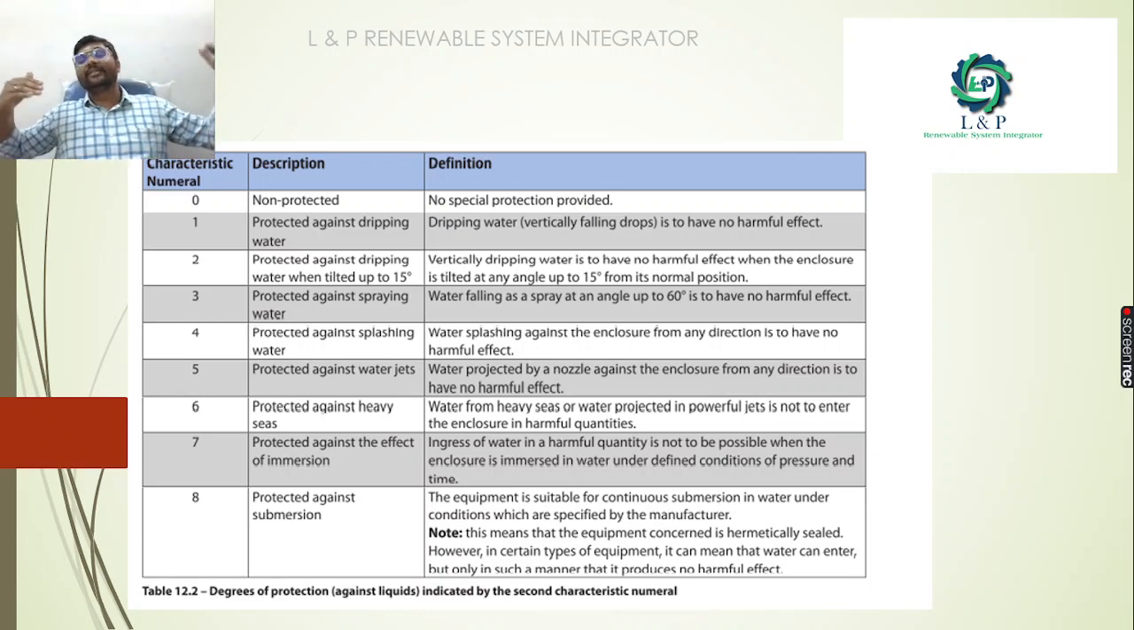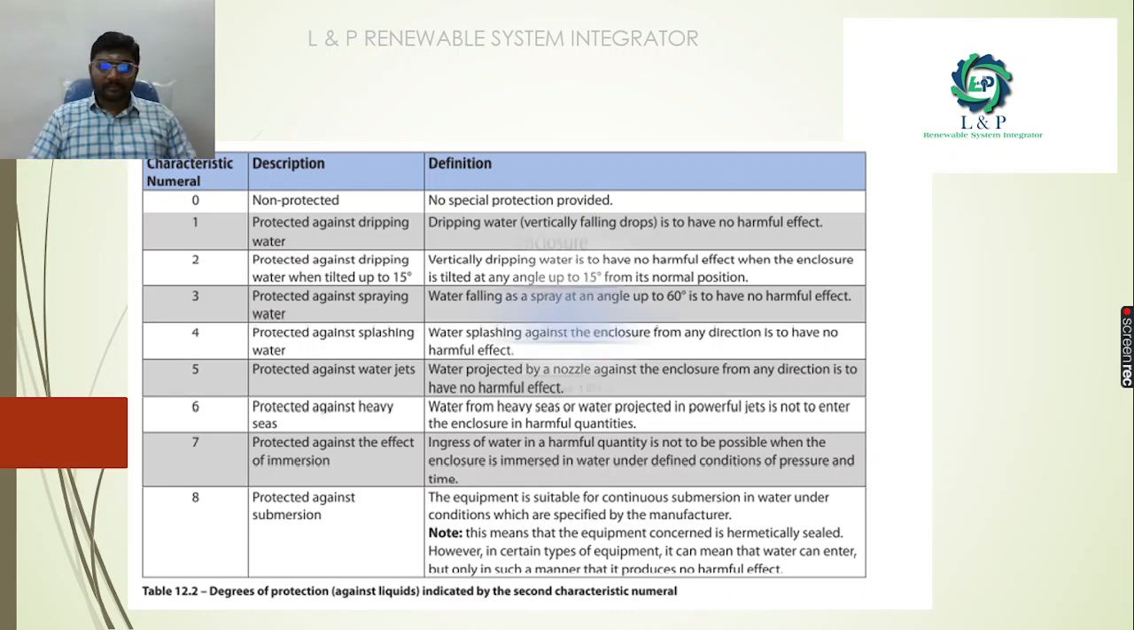Then IP57 and IP58 are enclosures which have very great protection against the ingress of water. Even if you submerge an IP58 protected equipment, for example in a submarine, if you plan to immerse something in water for a prolonged period of time, then it is better to go for this IP58 rated one.